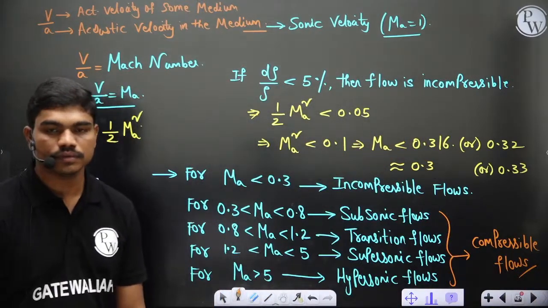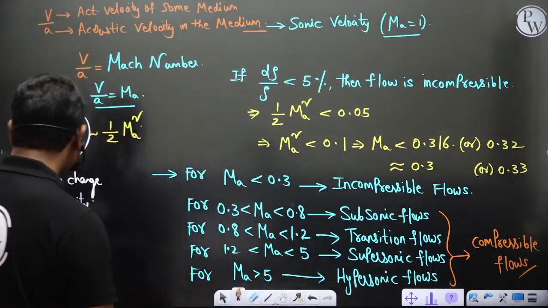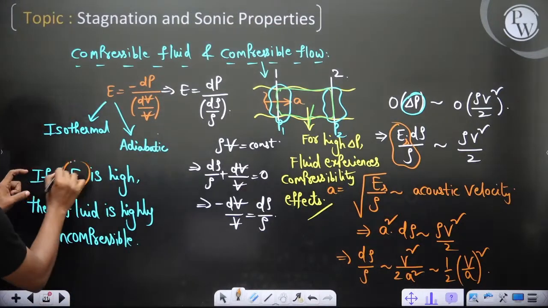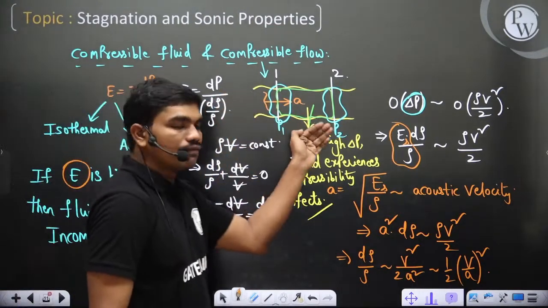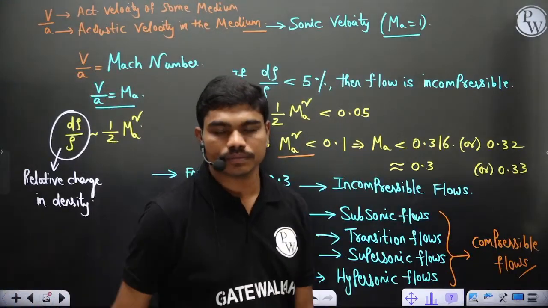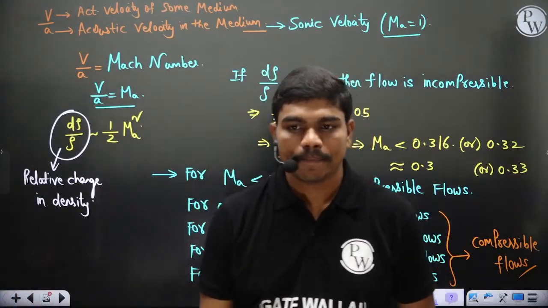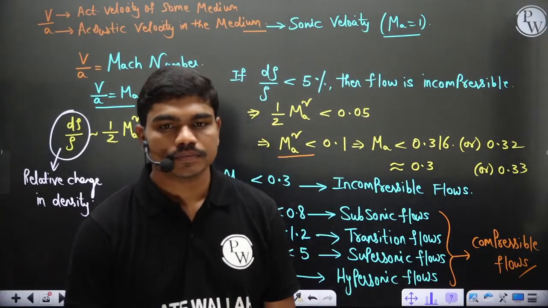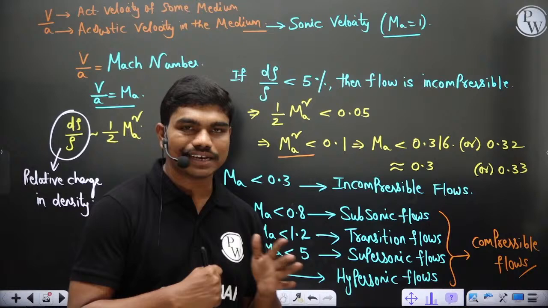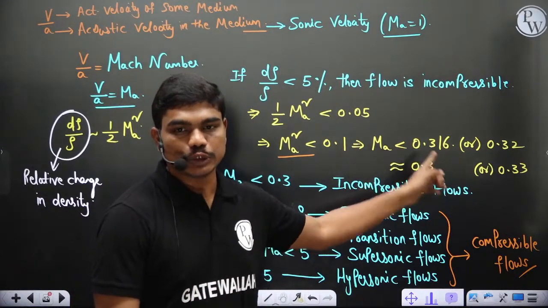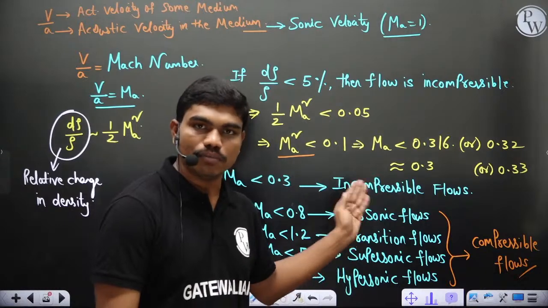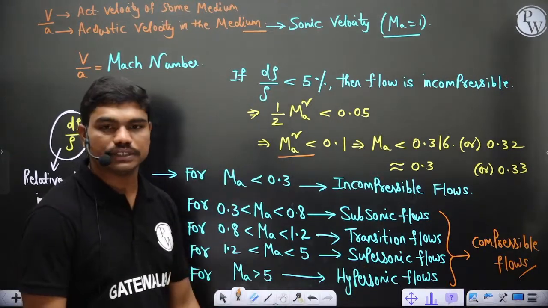Is this clear to all of you till this point? So basically, if you want to decide whether a fluid is compressible or not, you will check the bulk modulus, and if you want to check whether a flow is incompressible or not, you will check the Mach number of the flow. Understood? If the Mach number of the flow is less than 0.3, then it's incompressible. If it is more than 0.3, then we'll see which case it is.